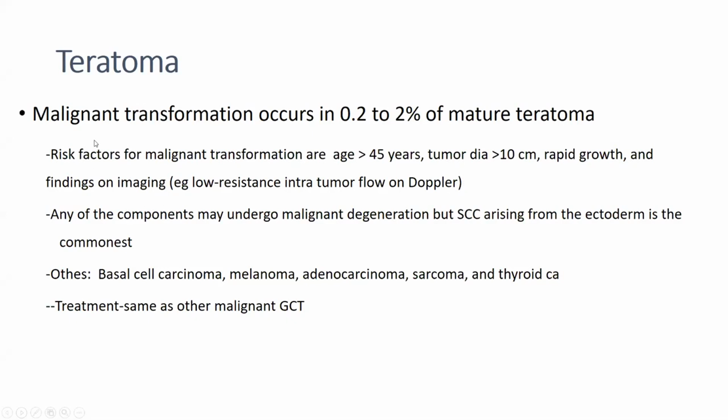So as we know, it is composed of ectoderm, endoderm, and mesoderm. So any of the component may undergo malignant degeneration, but squamous cell carcinoma is the commonest malignancy which arises from mature teratoma. And other malignant forms are basal cell carcinoma, melanoma, or sarcoma, thyroid carcinoma. So the treatment of malignant germ cell tumor is same as in other histologies.